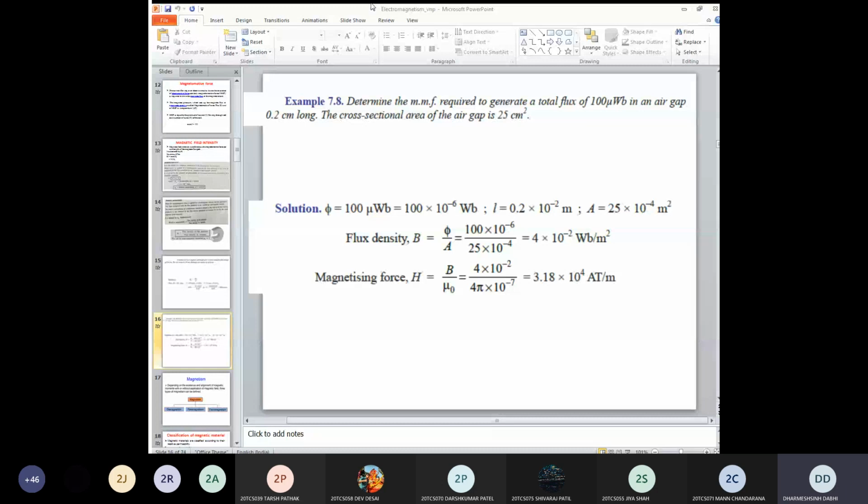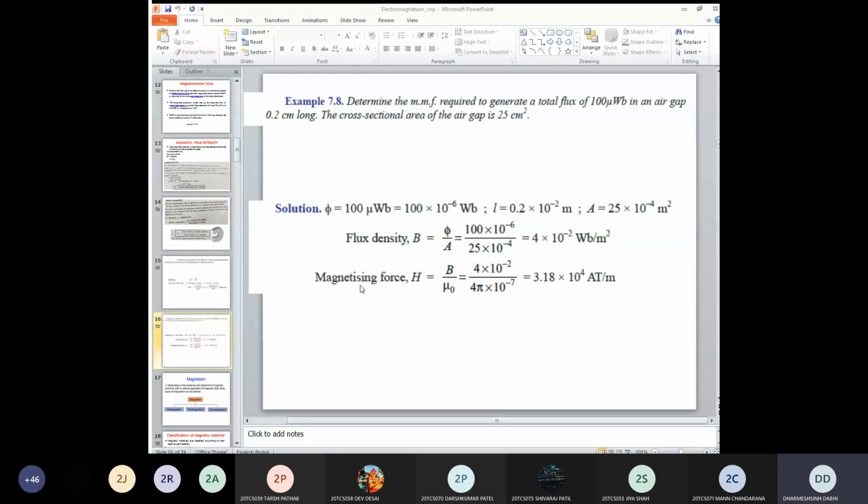Here we need to find out MMF, ampere turns. So here we have ampere turns per meter, the magnetizing force. Here the length of the air gap is given, 0.2 centimeter. So multiply this H, magnetizing force, with the length of 0.2 centimeter. So you get the MMF, ampere turns. Clear? But before that, convert this length from centimeter to meter.